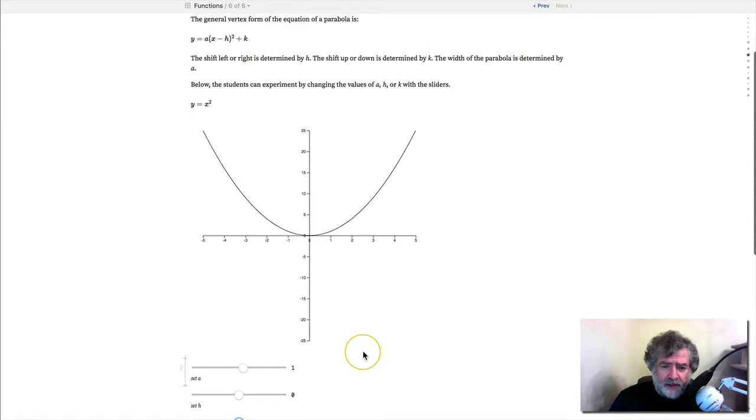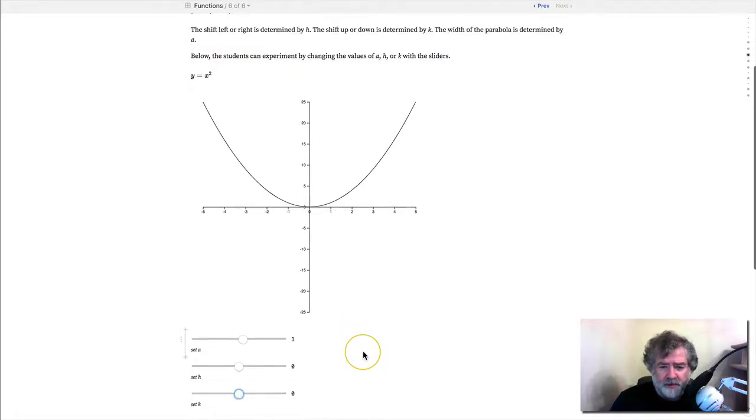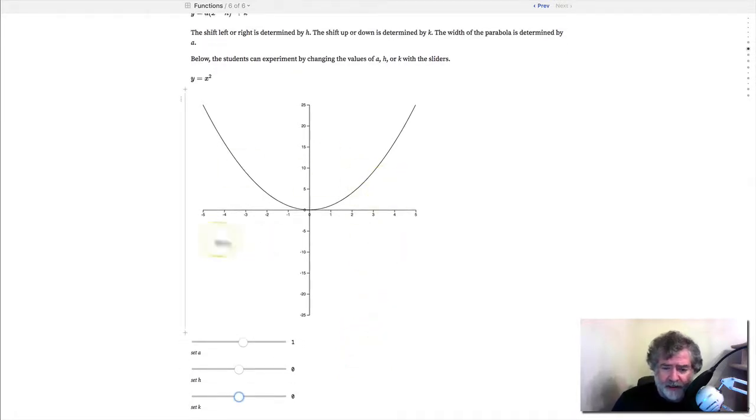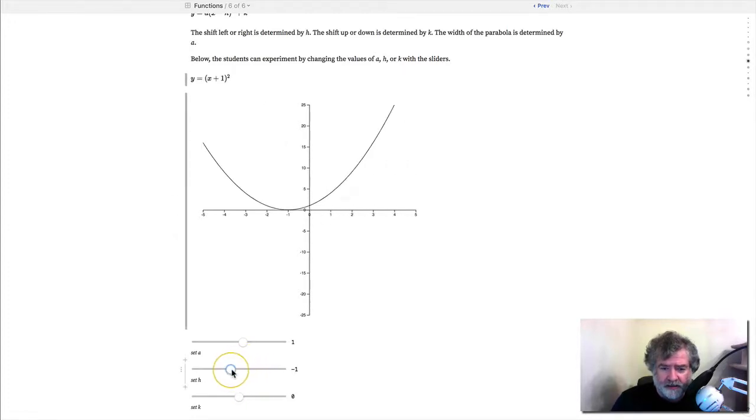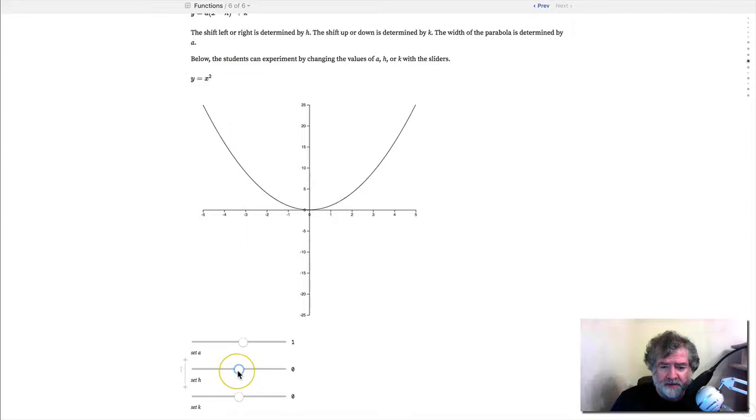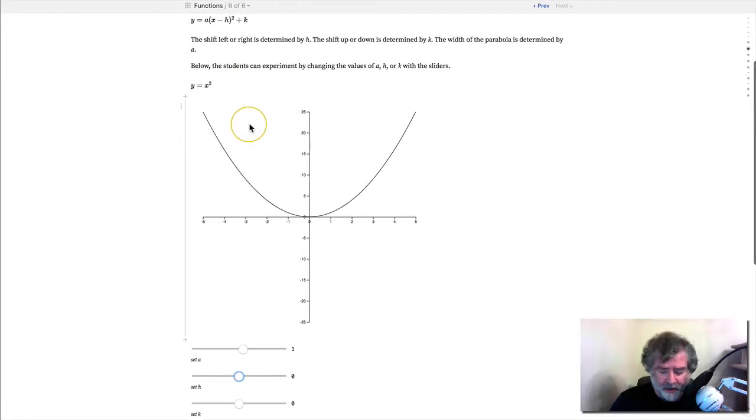How about h? What h will do is shift the plot left or right, like this. Now that's a lot harder to understand, and a good mental exercise for students, I think, is to try to understand that.